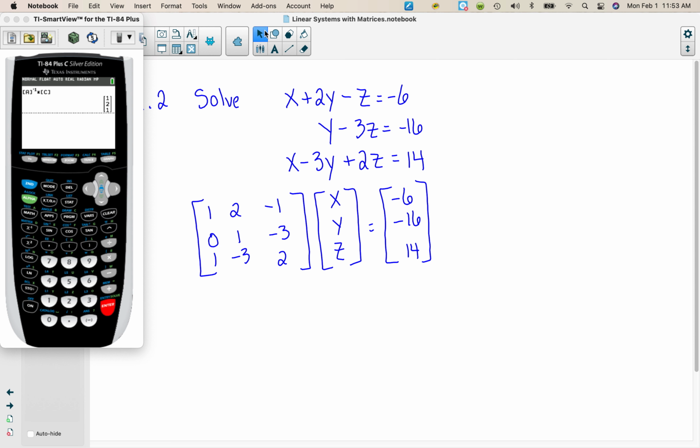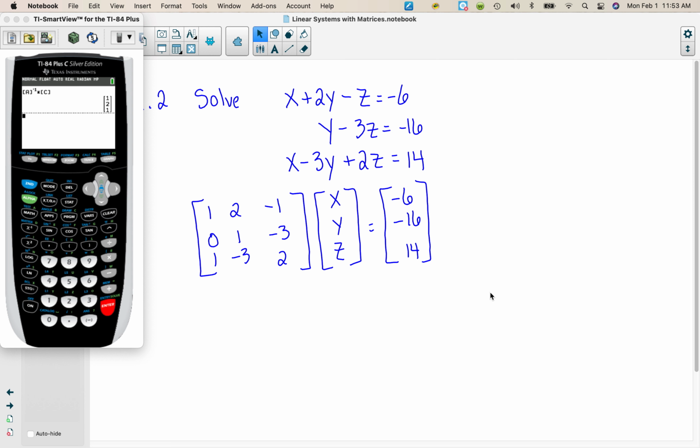Okay, let's try another one. So here is my system of equations. Now notice on my second equation I don't have an x. So when you write down the coefficients into your matrix, you need to put a 0 in there to mark the spot for where the x is, because you have 0x.